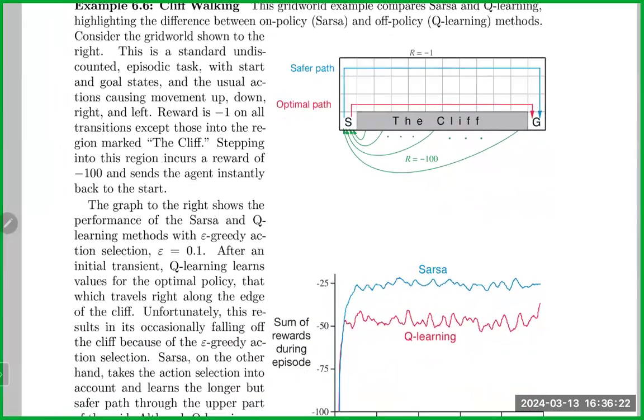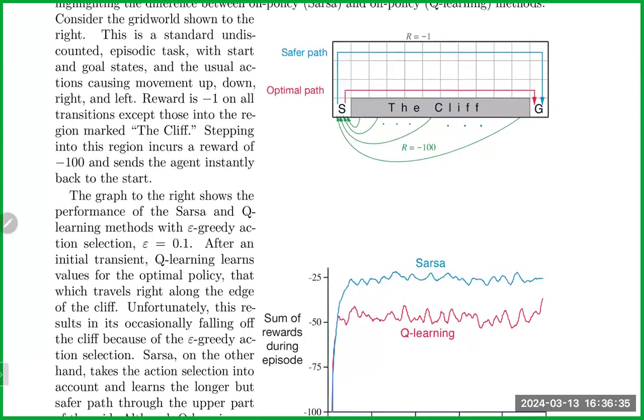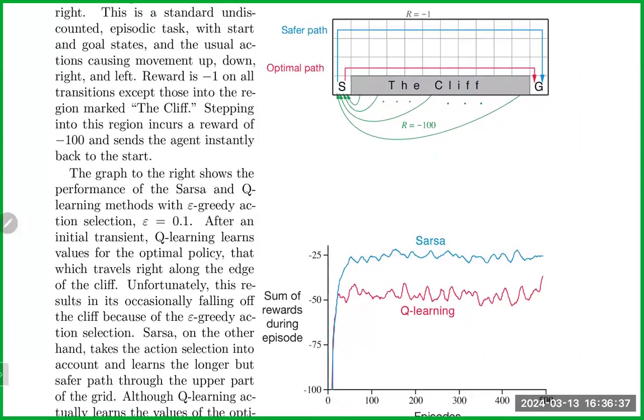I'm not sure how many of you followed, but if there are any doubts, you can ask me. I'll explain. Any doubts in this particular thing? Did you understand why these graphs are like this? Why is the Q learning plot lower in reward than the blue curve?